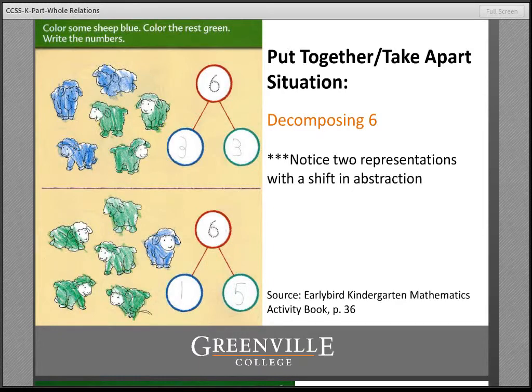Clearly this won't be the first time they've seen a number bond. But on this page, you see two different representations. You see the actual visual representation of sheep, and then you also see a number bond, which is more abstract. So two different representations, and they have to build the number bond based on their work with the more concrete visual representations.